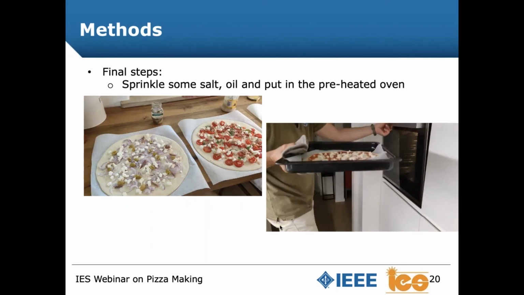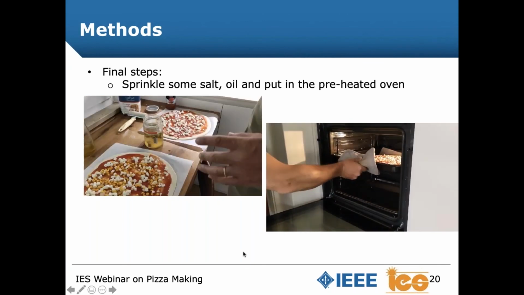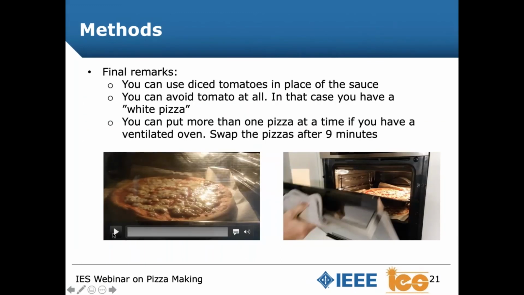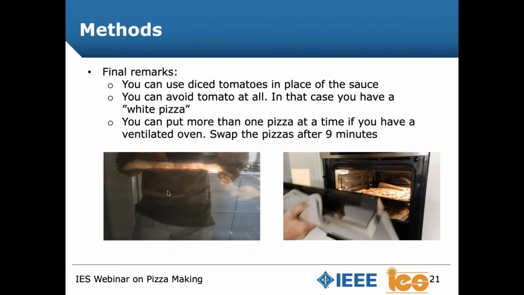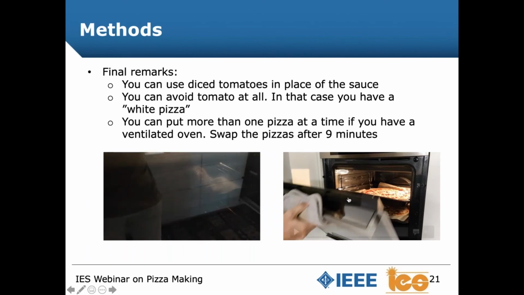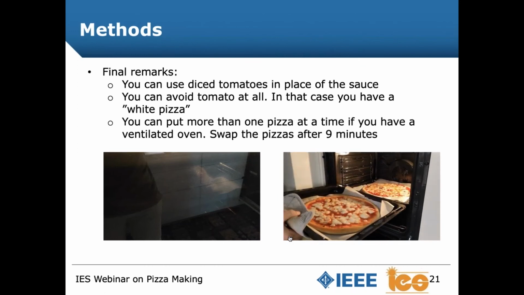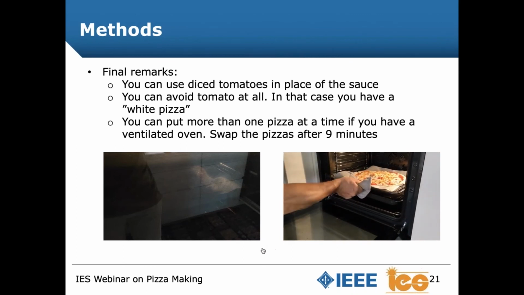Okay, and so you put in the oven. You can put even more than one, and at the same time. And I use a ventilated oven so I can stack the pizzas inside. Remember to swap the pizzas after 9 minutes, otherwise they get burnt on the top one, and the bottom one. But at the end, you can pull them out. You can see after about 9 minutes, I swap the plates inside the oven.